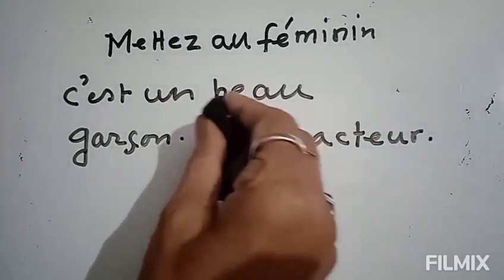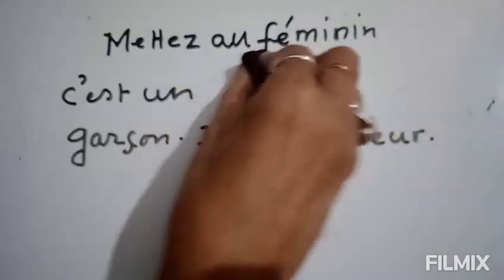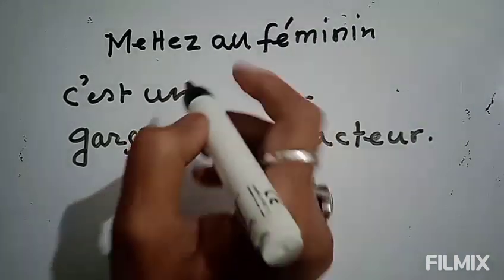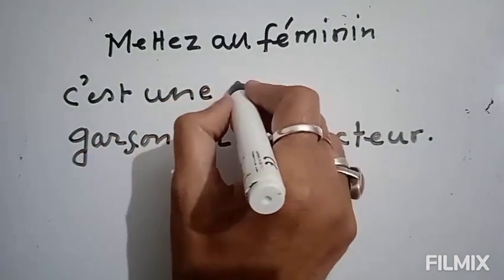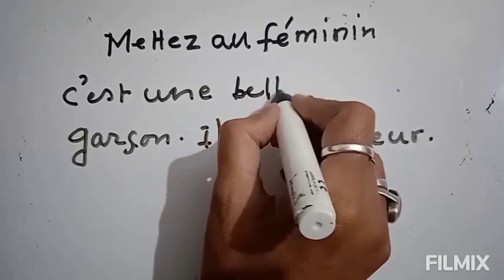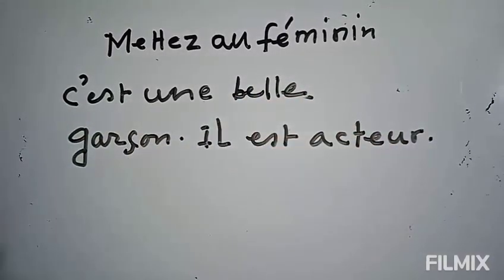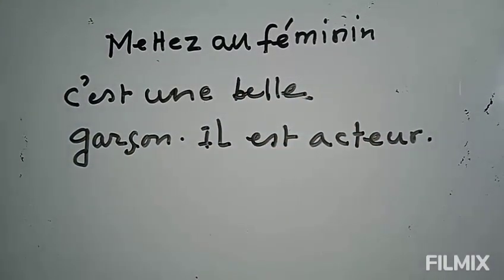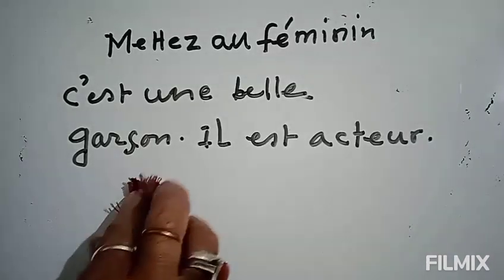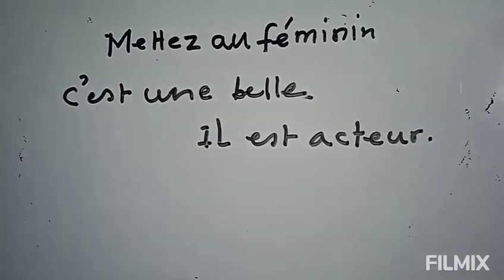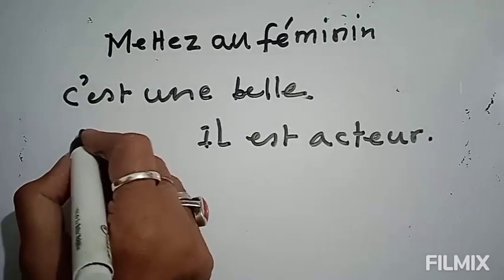C'est un. The first part, c'est un, will be une in feminine. C'est une. Beau will be belle. C'est une belle. Garçon will be fille. I'm changing it to feminine. Garçon will be fille. C'est une belle fille.